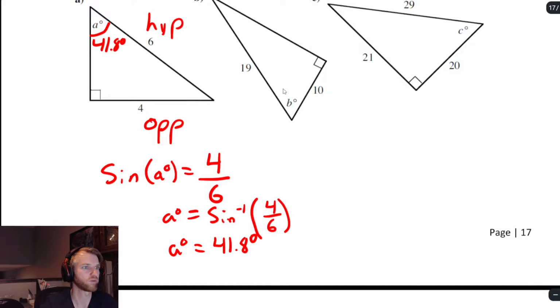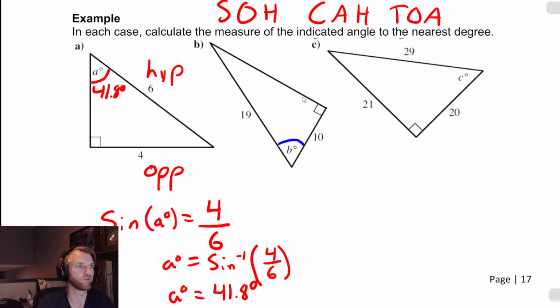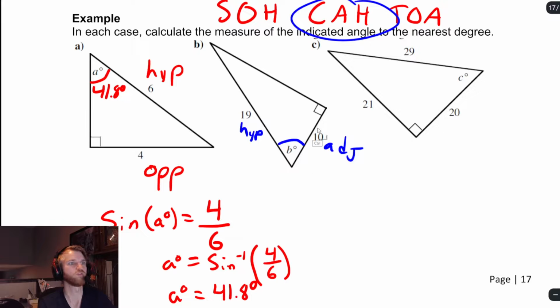All right, so our next one, we're finding angle B here, and we're going to use our SOHCAHTOA to figure out what trig ratio we need. So in this triangle, this is our hypotenuse, and if we're looking from this angle, then this side is adjacent to it. This is the one that is beside it. So the one that uses adjacent and hypotenuse is cosine. Cosine is adjacent over hypotenuse.